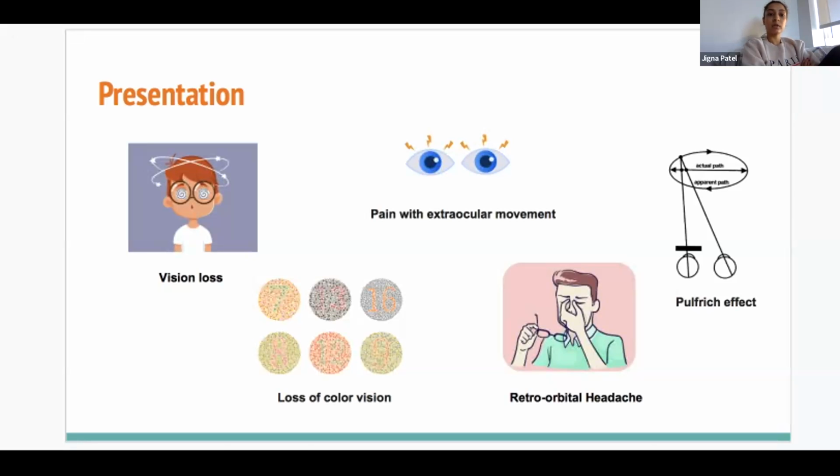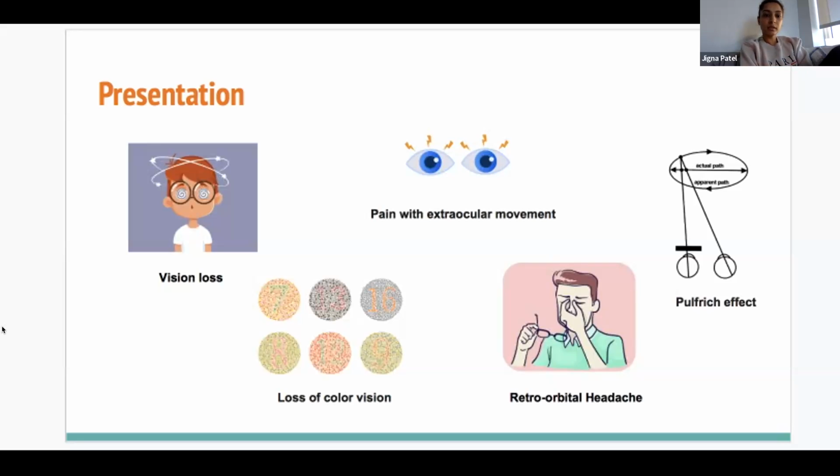They may present with a retroorbital headache, and pain with extraocular movement. Something they may also complain of, but are not going to tell you, is called the Pulfrich effect. If you imagine a pen swinging side to side, they will see it as coming towards them in an elliptical fashion. They'll basically feel as if the object is coming closer to them, even though it's staying the same distance away from them.